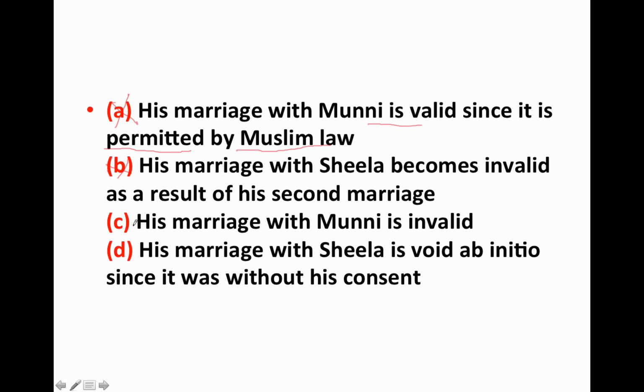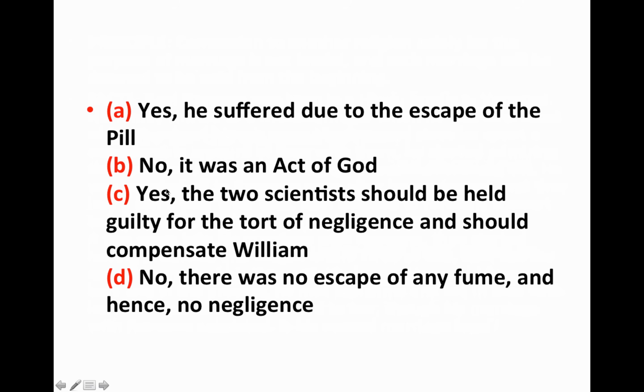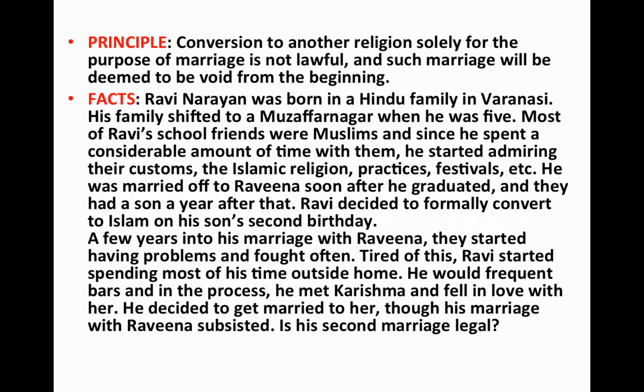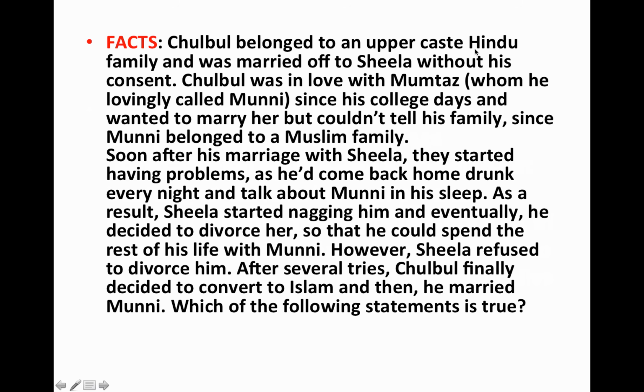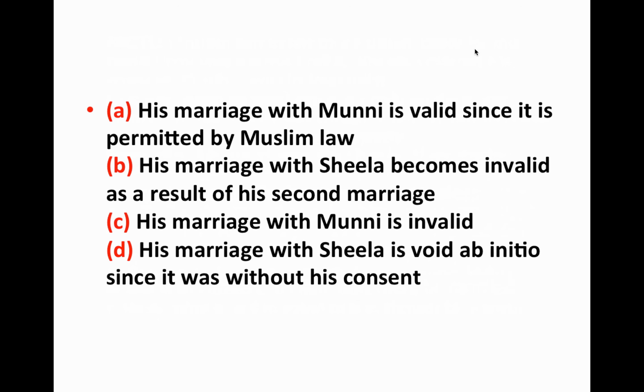The third says that his marriage with Munni is invalid. Is this correct? Yes, this is correct. Because if you remember the first principle, please have a look again. The principle here was that conversion to another religion solely for the purpose of marriage is not legal, is not lawful. So here Mr. Chulbul has converted to Islam only to marry Munni. So this is not legal.